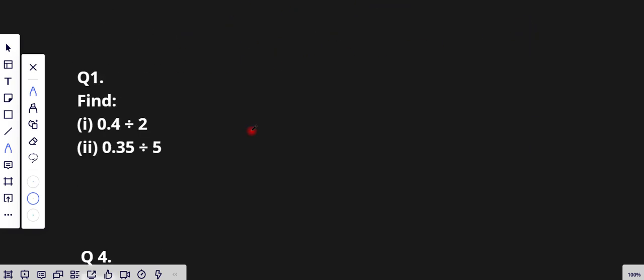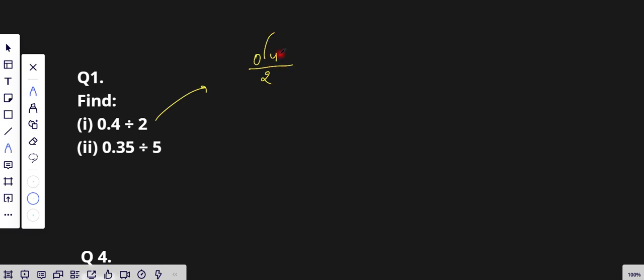Okay, now the next question is question number 1 of your exercise 2.7. I'm intentionally leaving some questions for you all as homework, but if you find any difficulty while solving these questions, you people are free to ask me in the Zoom session. Now this is the question of division. So exercise 2.7 is related with division of decimals.